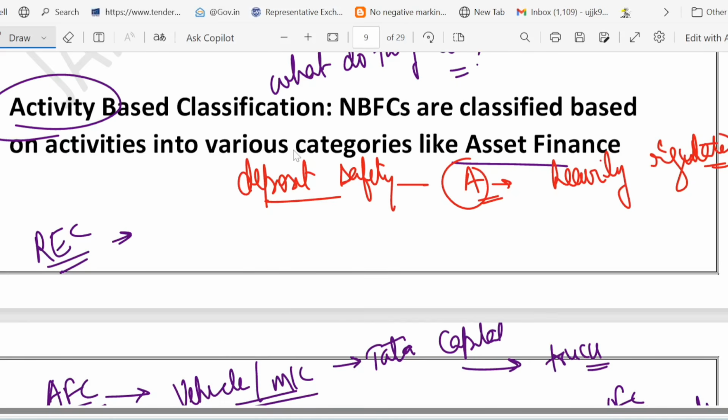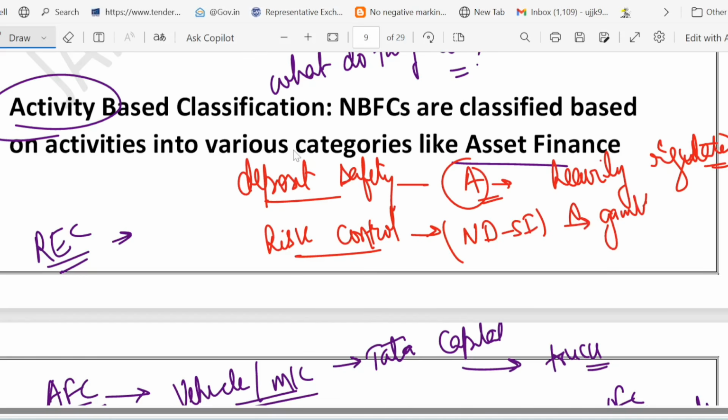Then the second reason why classification matters is risk control. What is the meaning of risk control? Big NBFCs, like NDSI, are the bigger NBFCs. NDSI can't gamble with money. RBI watches them closely. That is how risk is controlled, because they are systematically important. They are too big to fail. They have assets of more than 500 crore. So RBI keeps a close eye on these NDSI.